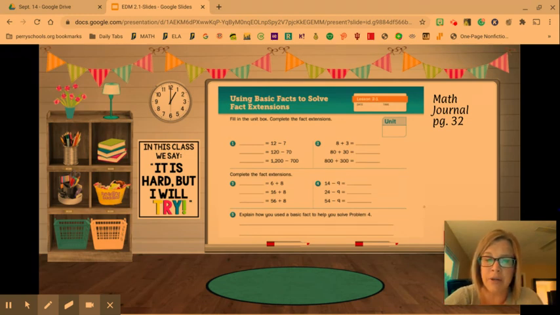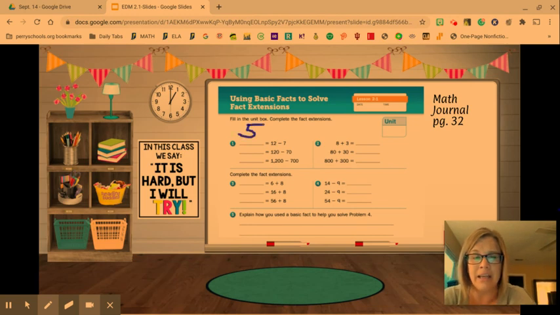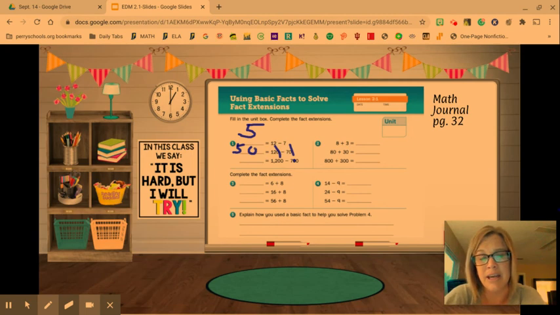Okay, so in your book, Math Journal, page 32, I'm going to do the first one with you guys, and then you guys are going to have to finish number 2, 3, 4, and 5. There's more at the bottom that you can also work on later as well. So I have my problem, 12 minus 5. Well, 12 minus 7 is 5. And I can see my base fact because if I were to cross off those zeros, I would have 12 minus 7. So again, I know that's 5. I'm just going to add the 0 back onto it, increase it by 10. So that is 50.